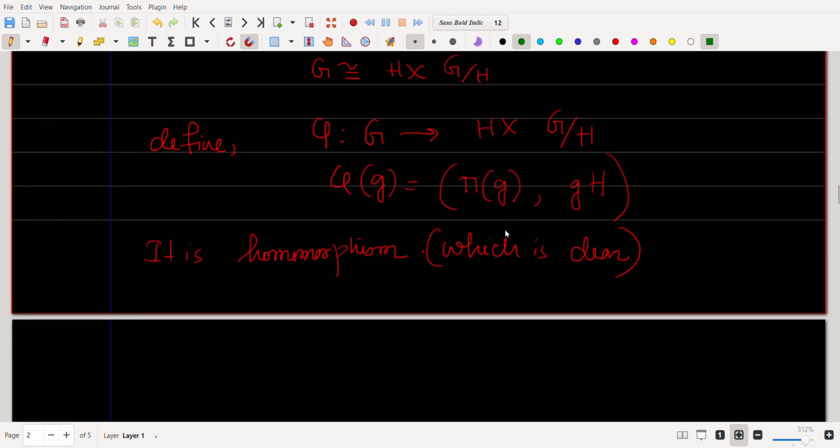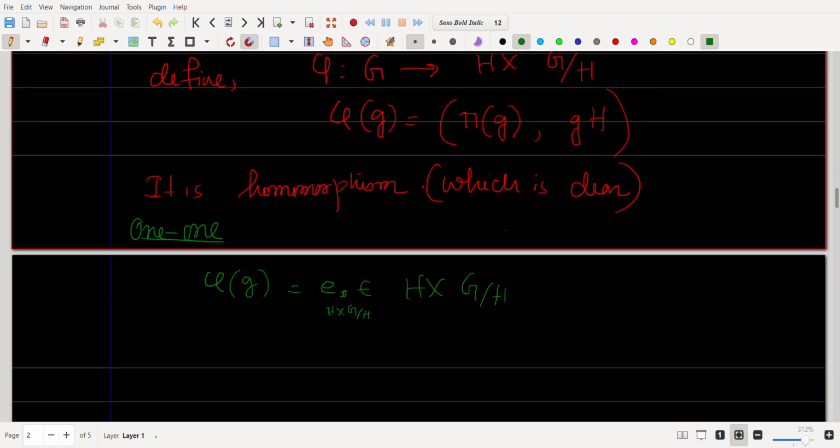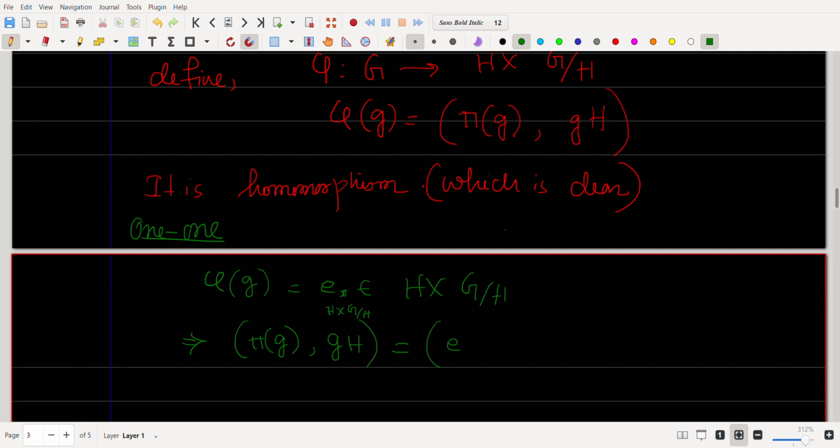Okay, now we need to show one-one. Let pi of g be trivial, and that means the identity belongs to, say, the identity element of H cross G mod H. So this will imply pi g comma gH equal to identity comma H, because the identity element of G mod H is the subgroup H itself, and the identity element of H is the identity element of G.